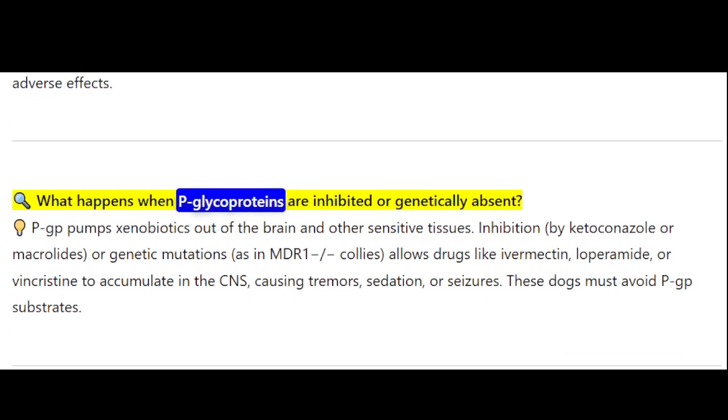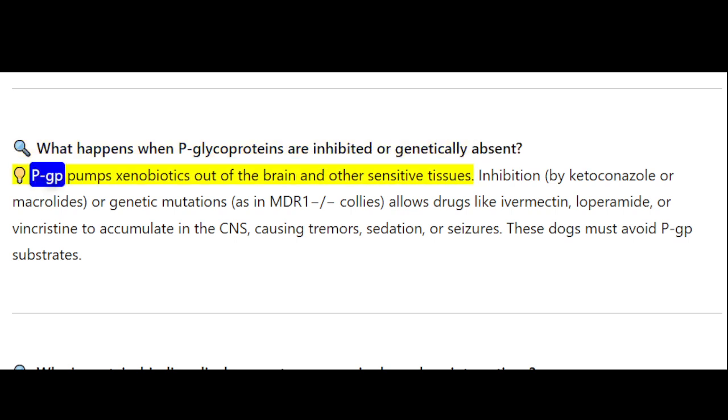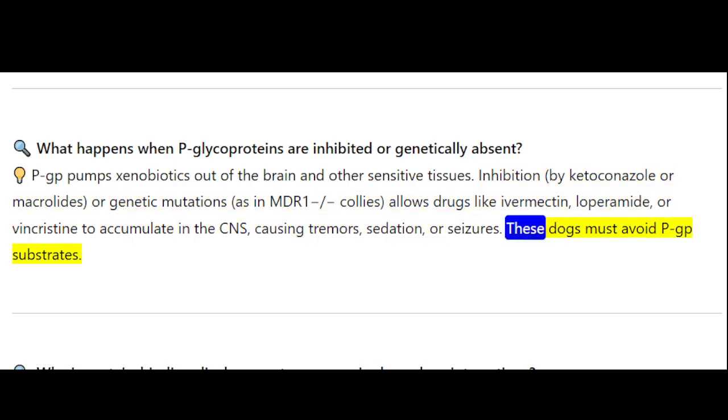What happens when P-glycoproteins are inhibited or genetically absent? PGP pumps xenobiotics out of the brain and other sensitive tissues. Inhibition, by ketoconazole or macrolides, or genetic mutations, as in MDR1 collies, allows drugs like ivermectin, loperamide, or vincristine to accumulate in the CNS, causing tremors, sedation, or seizures. These dogs must avoid PGP substrates.